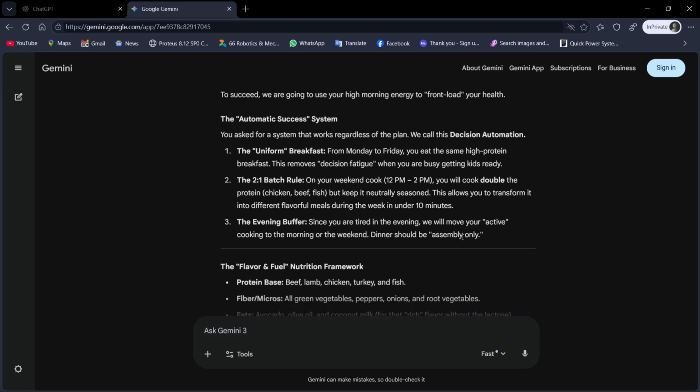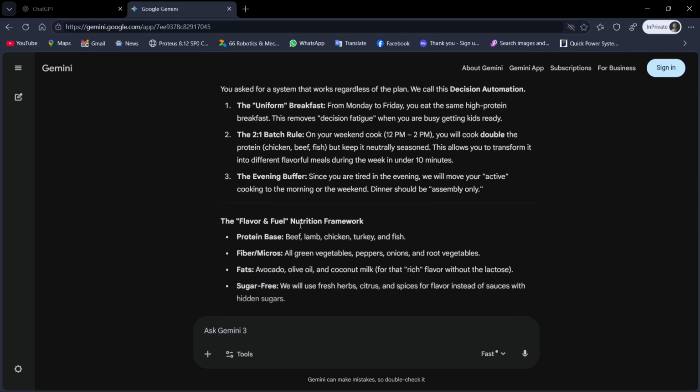Let's look at the last recommendation it gave. The evening buffer. Since you're tired in the evening, we'll move your active cooking to the morning or to the weekend. Dinner should be assembly only, right? Dinner should be assembly only.